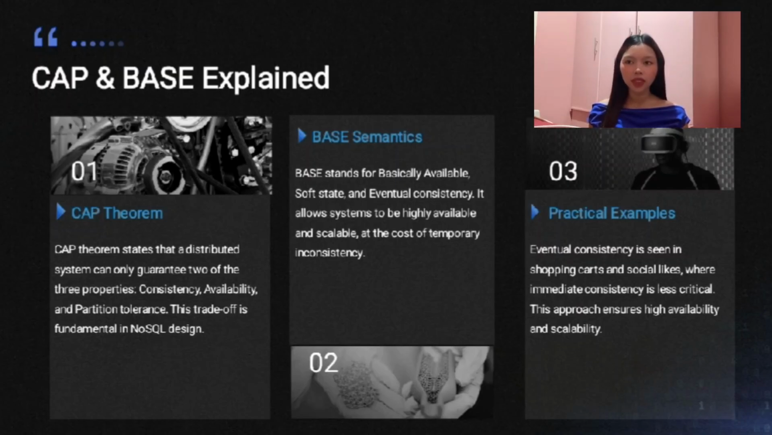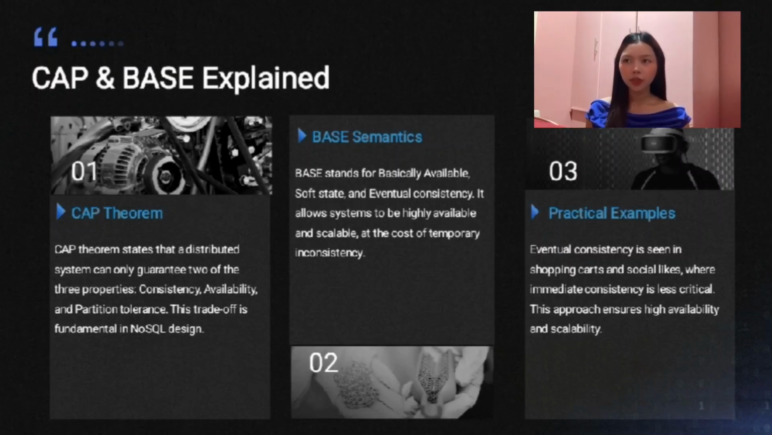When we say basically available, it means the system still works most of the time. And soft state means data might not be immediately updated everywhere. And also, eventual consistency means all parts will match later. For example, you like a post on social media, it might not show the updated like count instantly for everyone, but after a few seconds, it becomes the same for all.